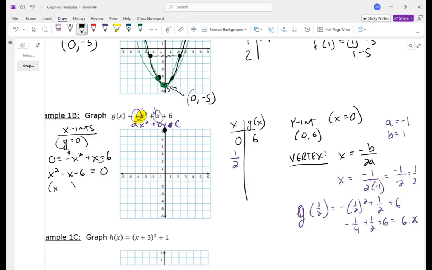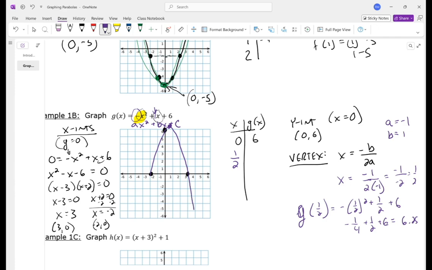And then I would just have to simply factor and set each factor equal to 0. And that would allow me to find my x-intercepts. So I would have x-intercepts of (-2, 0) and (3, 0). Once I have the x-intercepts and the vertex, even without the y-intercept, I can basically draw my parabola.